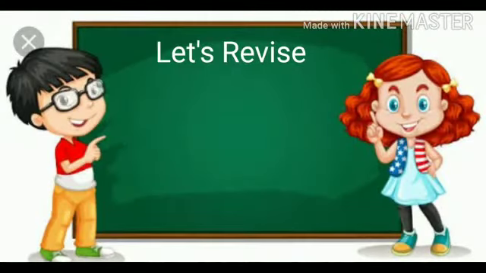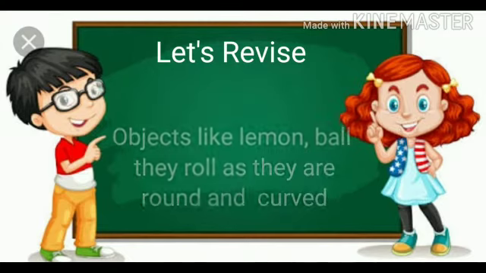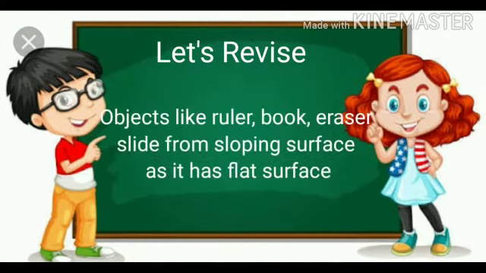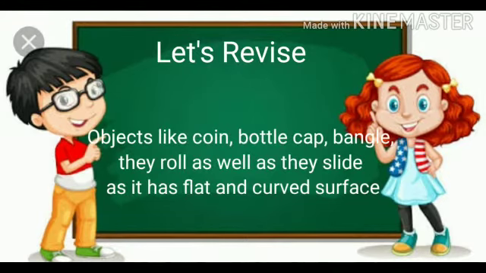Children, let's revise. Today we have seen objects like lemon, ball, they roll as they are round and curved. Objects like ruler, book, eraser, they slide from the sloping surface as they have a flat surface. And we have seen objects like coin, bottle cap, bangle, they roll as well as they slide as they have flat and curved surfaces.